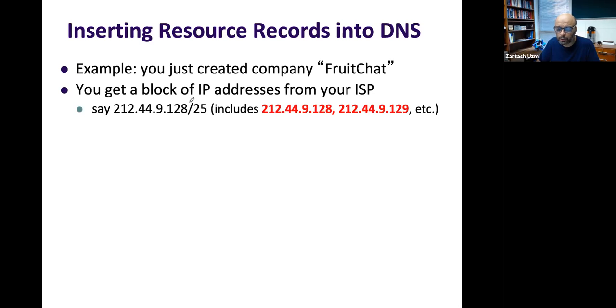So you get a block of IP addresses from your ISP. When you get the network connection from your ISP, it gives you two things. One is bandwidth, physical connectivity, and along with that it also provides you an IP address. You can get a block of IP addresses. You can take a single one as well, but generally you would like to get a block of IP addresses.